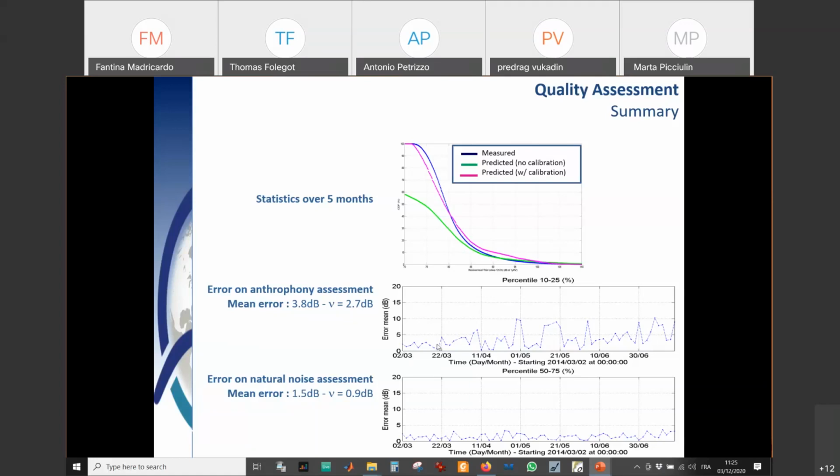And we can see that we have from a few decibels to 10 decibels remaining error. If we look at the average, it's about 3 dB difference. And on the natural sound, here we look at the percentiles that are more representative of natural sound, so we selected the 50 to 70% percentiles. On this upper curve, we have an error that is lower, below 5 decibels more or less. And if you average, you are at 1.5 decibels.